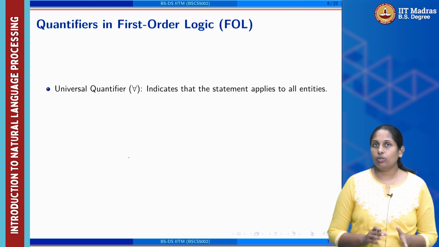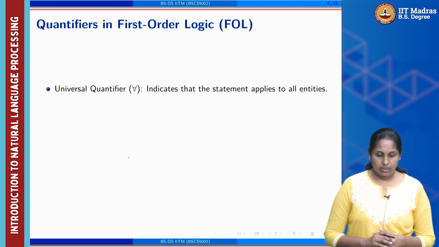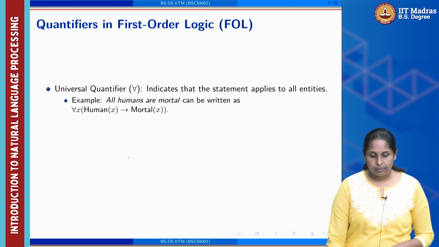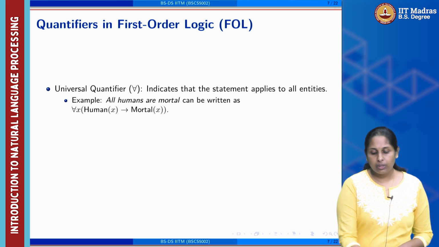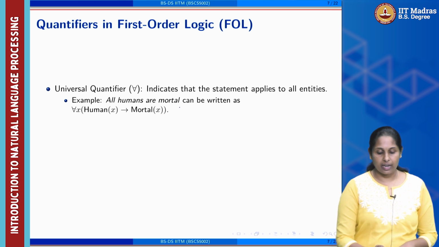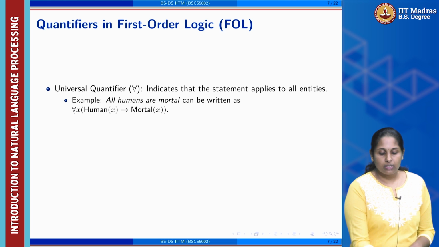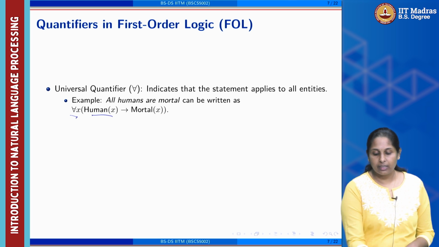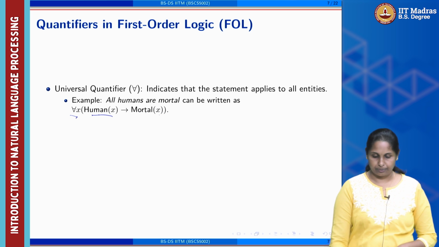And as we said, there are two types of quantifier. One is a universal quantifier which indicates the statement applies to all entities. For example, all humans are mortal, which can be rewritten as for all x, if x is human, this implies that x is mortal.